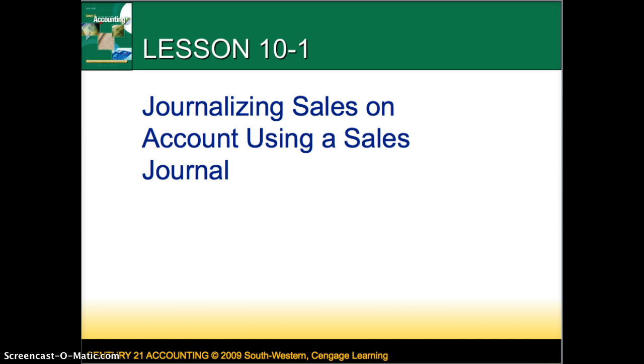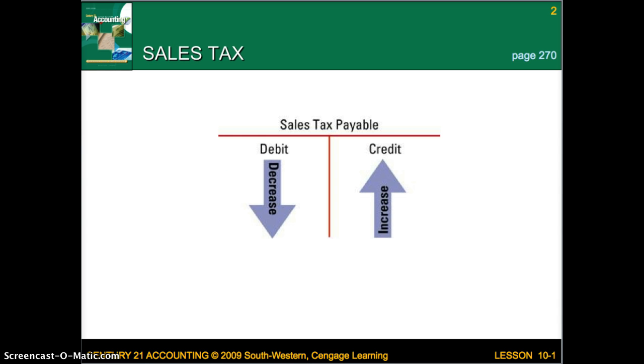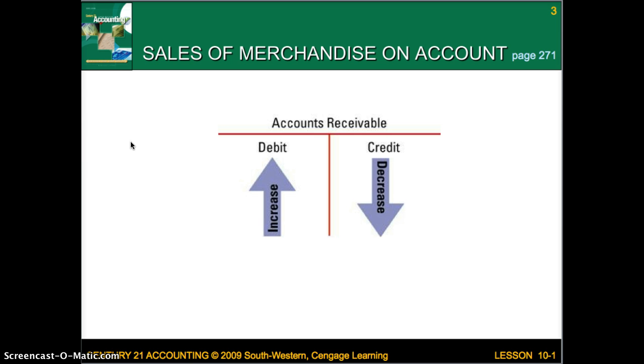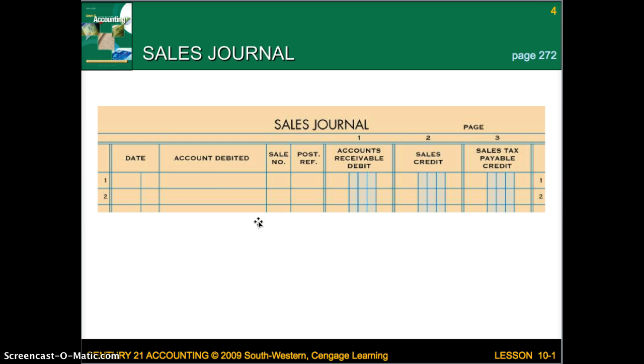So we are going to talk a little bit about sales tax payable, what happens when we make a sale on account, etc. Sales tax payable is a general credit balance. Just something you need to know: sales tax payable is a payable account. Our payables are credits. It's something that we owe. Sales of merchandise on account: when we are waiting for money, that is an accounts receivable, and we have a general debit balance.